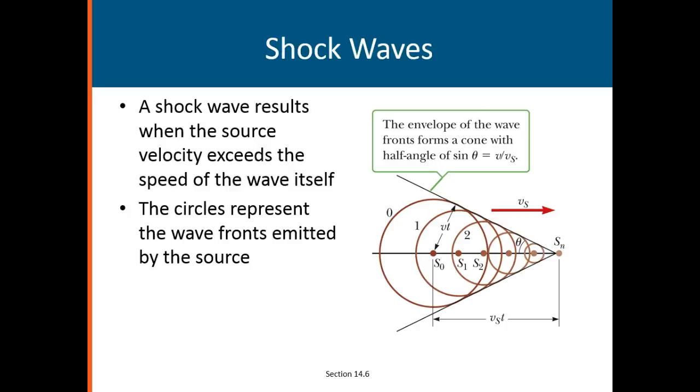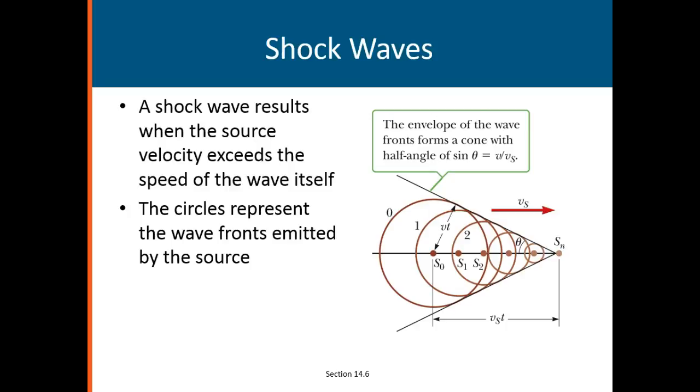And if this is the hypotenuse, there's your 90 degrees. This angle here, that's the opposite over the hypotenuse, v to vs. So yeah, trying to figure out the drawing here. That is the envelope of the wavefront forming this cone with the half angle. That means just from the horizontal up here. Full angle would be twice that. Okay. It's not an easy picture to see.